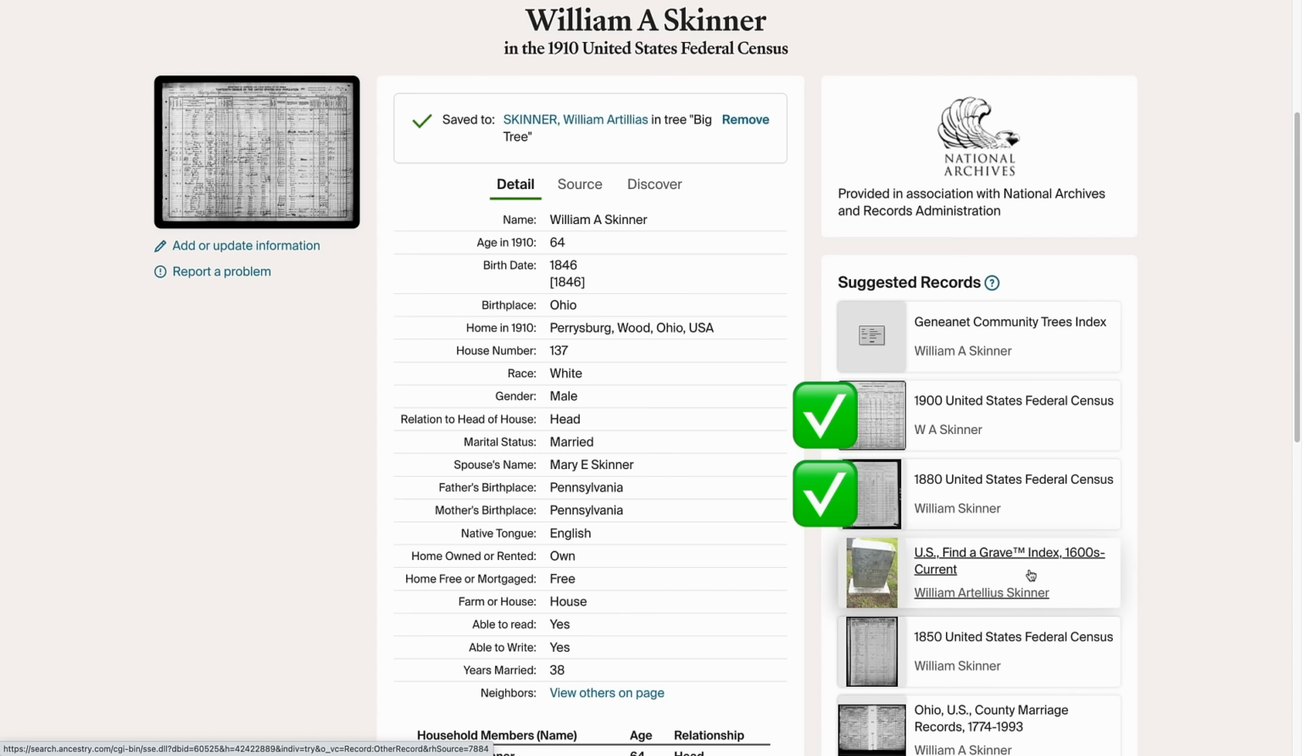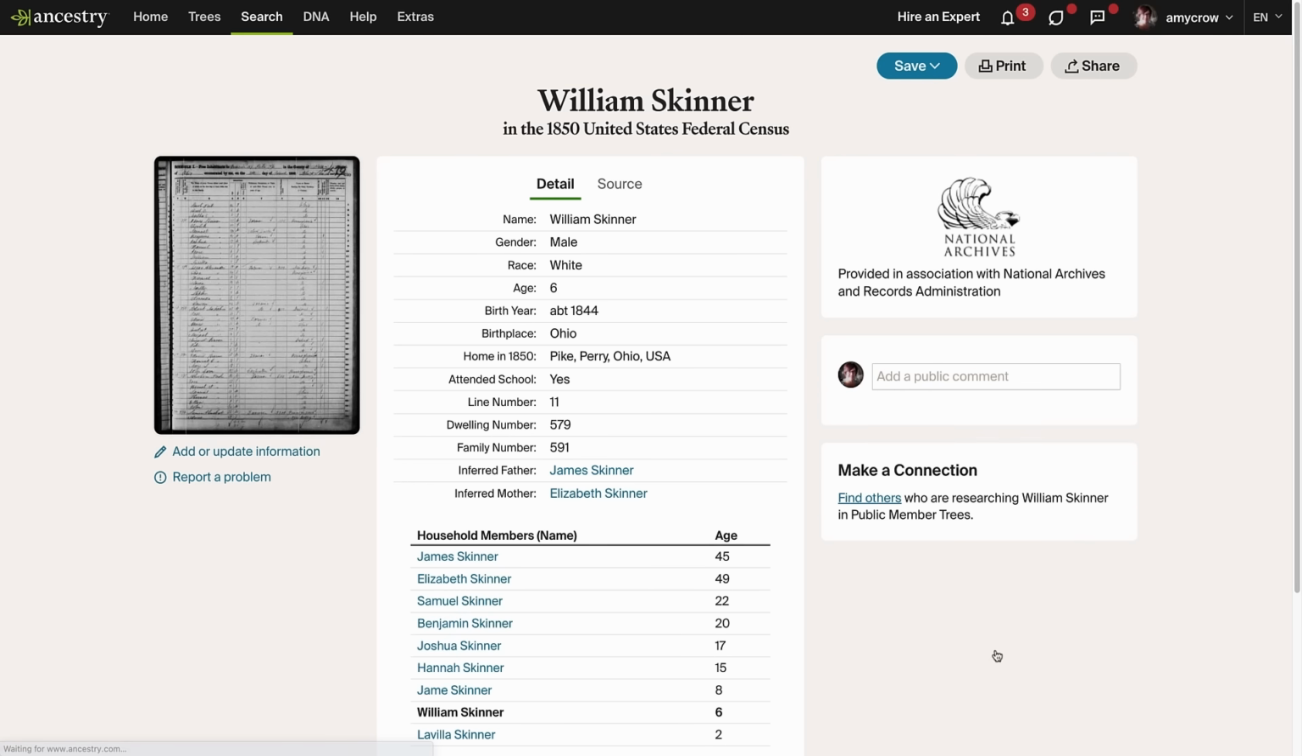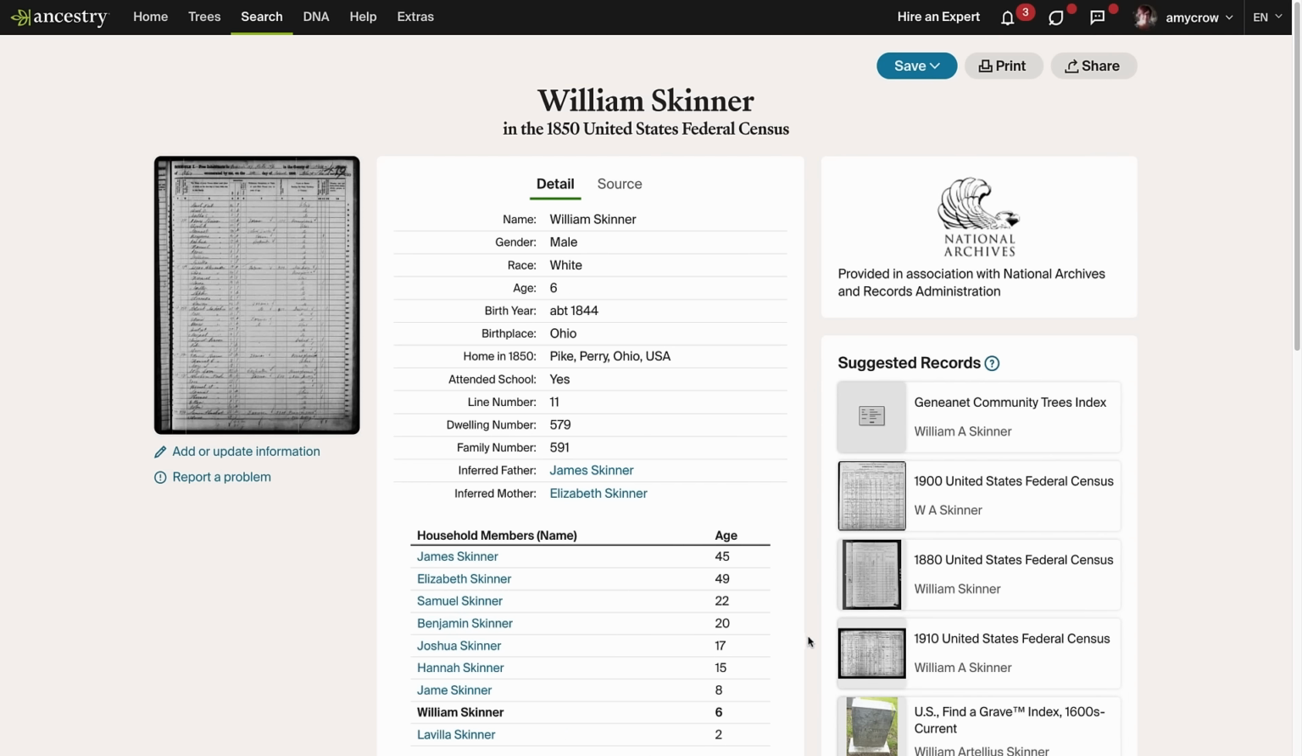The link to Find a Grave is the right person. However, this 1850 federal census is not the right person. It's a William Skinner born approximately the right time, and he is in the correct county, but I've already established which household my William Skinner was living in in 1850, and this is not it.